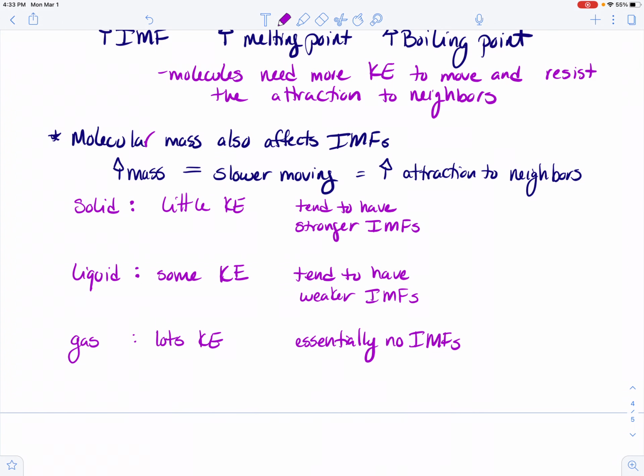Molecular mass will also affect IMFs. So typically, when things have a greater mass, they are moving slower, which tends to help them be more attracted to their neighbors just because they're less likely to move. Those intermolecular forces are more likely to be created. So solids in general have little kinetic energy and tend to have higher IMFs. Liquids have some kinetic energy, tend to have slightly weaker IMFs, and gases have a lot of kinetic energy and essentially have no intermolecular forces. The molecules of gases are interacting very little. The molecules of liquids are interacting some, and the molecules of solids are often interacting a lot.